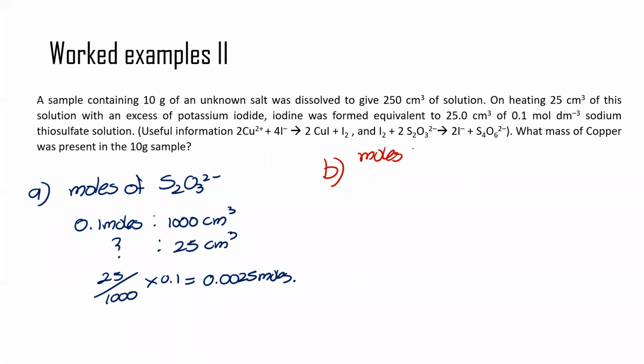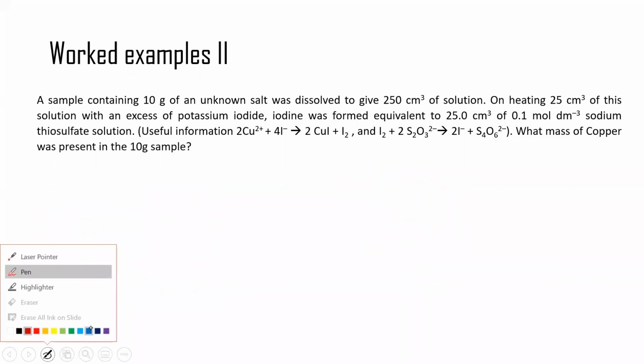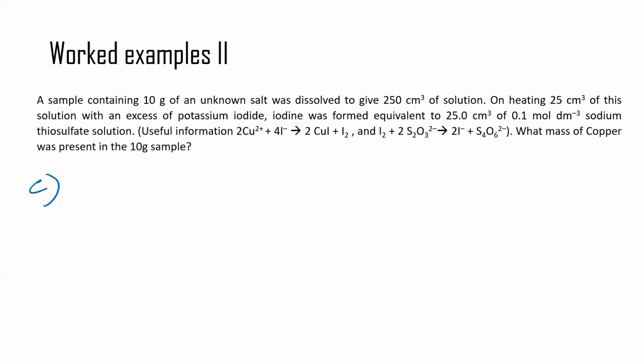Then B is going to be the ratio. So moles I2. So S2O32 minus to I2, it's 1, it's 2, apologies. It's 1 is to 2, so 2 thiosulfate to 1 iodine. It's going to be 0.0025 is to how much? And it would be 0.00125 moles I2. Okay, but we know that the two reactions, the iodine is the same. Because the iodine is going to be the same, then we can go to C.